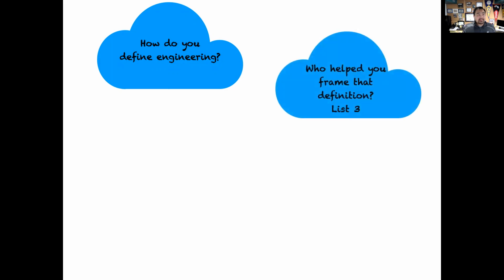If you could quickly jot down a couple of notes or some words that you would use to identify how you define an engineer. The second question is, who helped you frame that definition? Identify 3 people. It could be a lifelong event, your recent co-op, or someone along the way between the time you thought about being an engineer and now. Someone helped you frame that definition. So who are those people? Write those down.